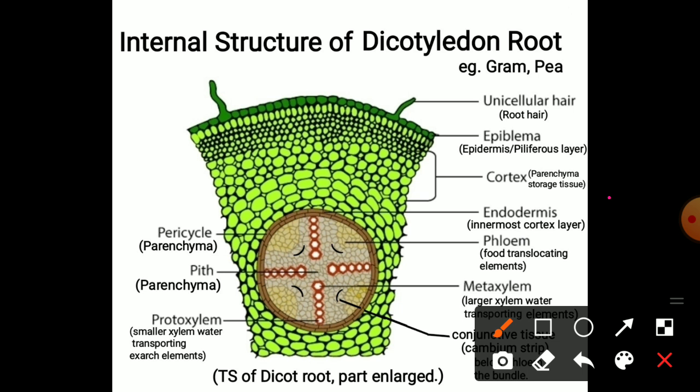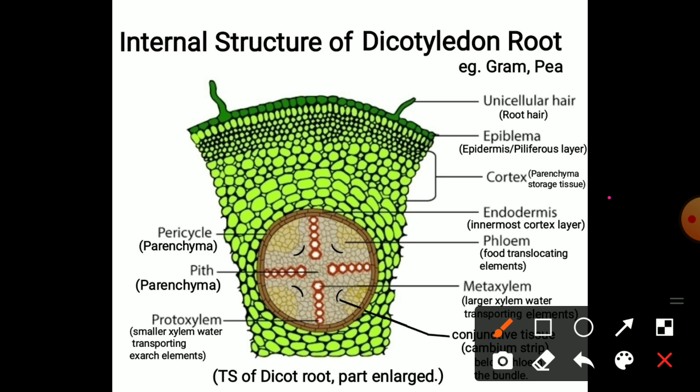So this is conjunctive tissue in the dicot root, present below the phloem and between the phloem and xylem bundles. The parenchymatous conjunctive tissue serves here as a cambium, as a meristematic tissue, bringing about an increase in the girth of the root by the process of secondary growth. So conjunctive tissue is also present in the dicot root. So this is all about the description of the dicotyledonous root.